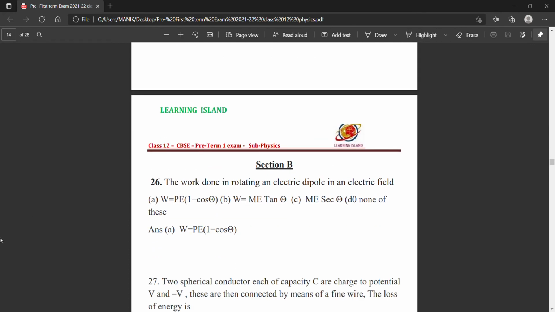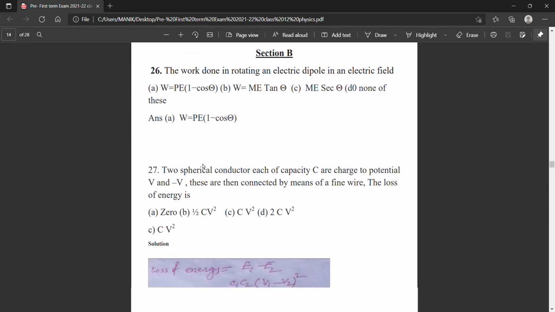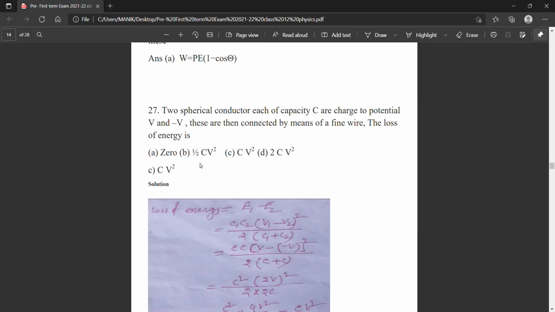Question number 26. The work done in rotating an electric dipole in an electric field is, the answer is option A, W equals PE within bracket 1 minus cos phi. Question number 27. Two spherical conductors each of capacity C are charged to potential V, that is positive V and negative V. These are then connected by means of a fine wire. The loss of energy is, if you connect the two capacitors in between this, they will try their best to balance the energy.